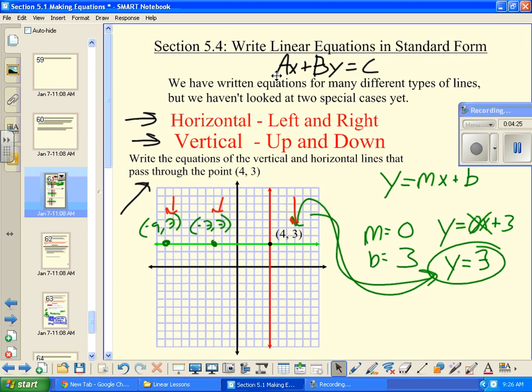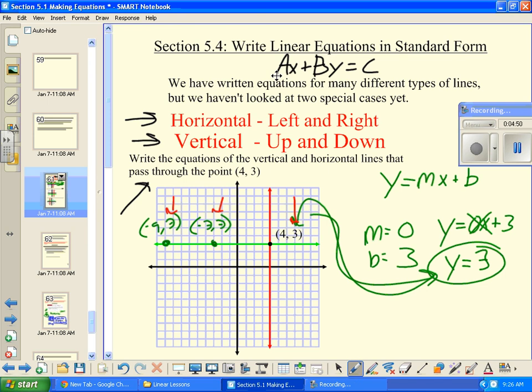Doesn't matter what x is. It doesn't have any effect on the equation. But y is always 3, so the equation is y equals 3. And again, I guess this is standard form because y is on one side. And if there was an x, we could put it over there too. And then it has our constant c on the other side. So I guess they kind of throw this in the standard form section, but it does count for standard form. Y equals 3.